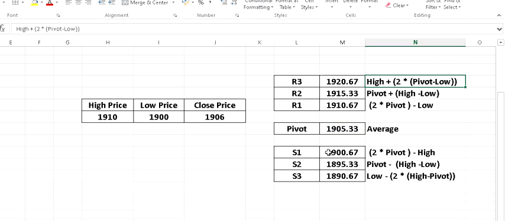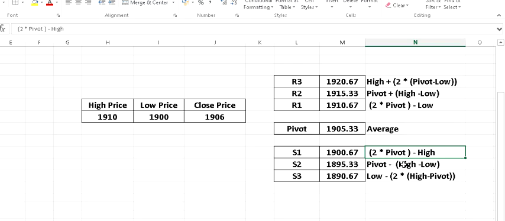Now for support 1, which is your first line of support, you first of all multiply 2 times the pivot. This is your pivot value. Then you remove the high price. This is your high price. You remove it from the multiplication, the value you get when you double the pivot.